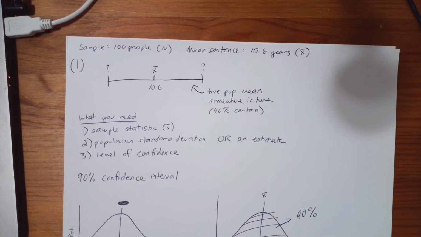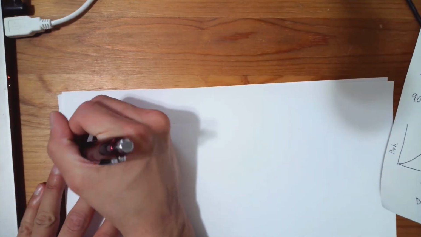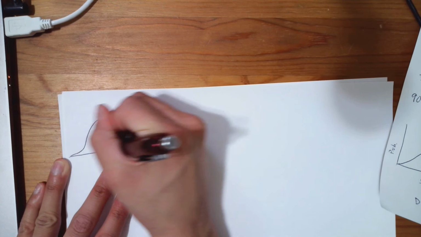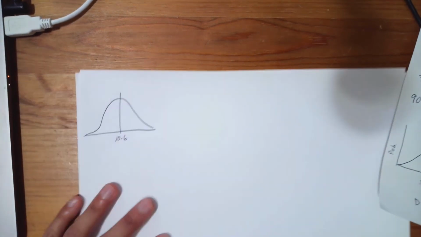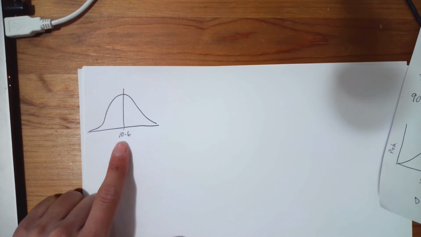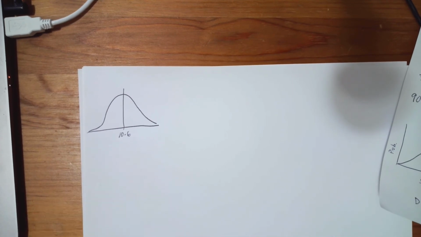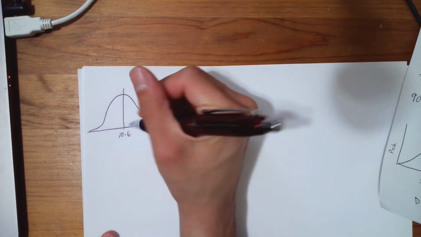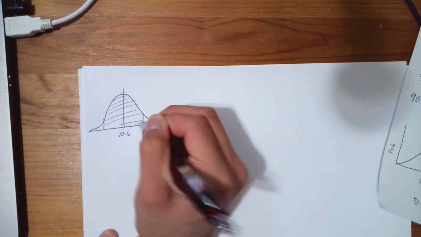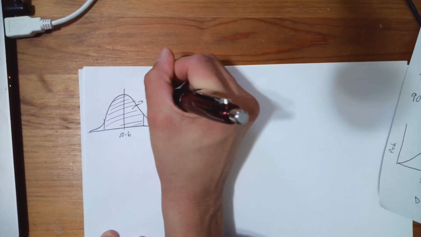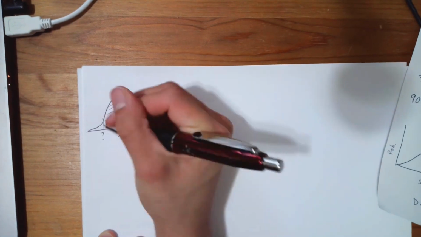So how do we go about doing this? I'm going to briefly redraw that picture that I had on the last slide. It shows that 10.6 is our best estimate for what the population mean is. And again, we want to find the interval around that where you have a 90% chance of getting a sample mean within that interval. And we want to know what these values are.